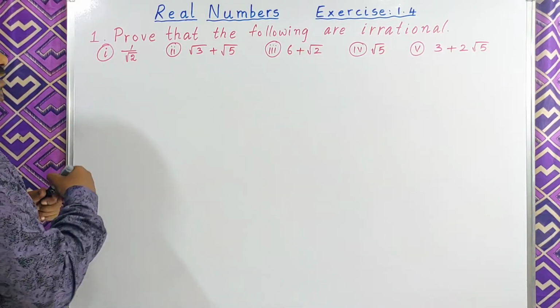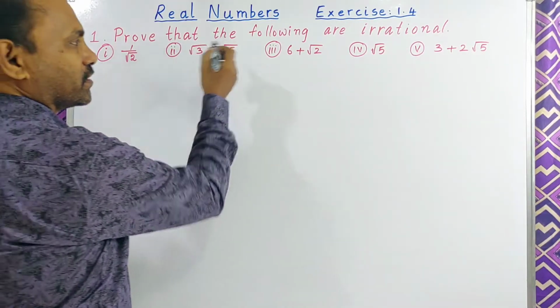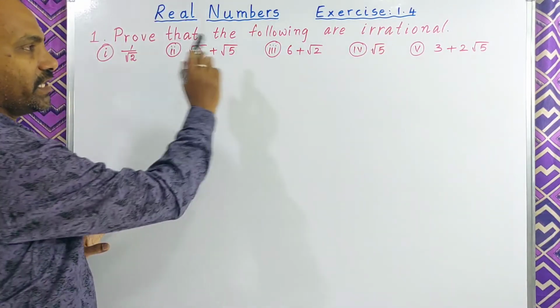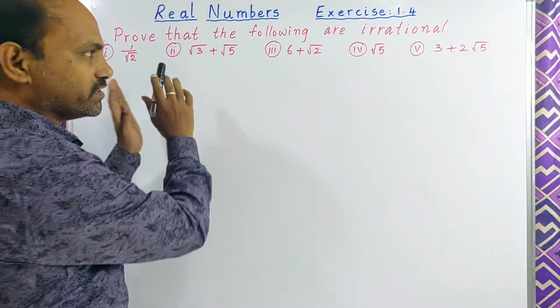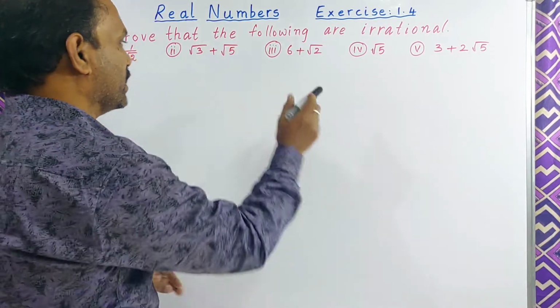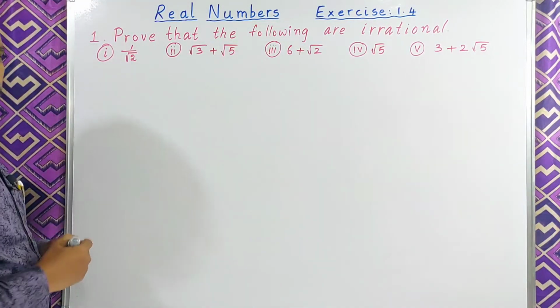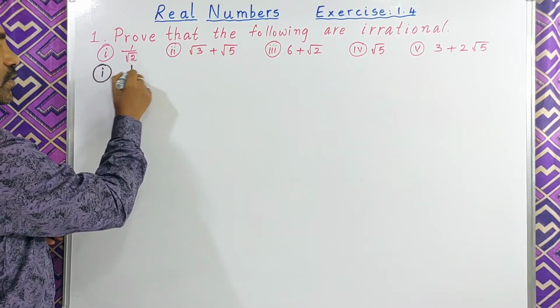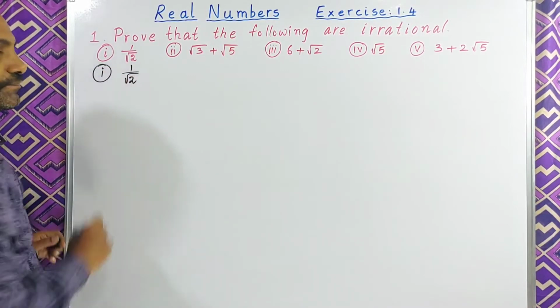First question: prove that the following are irrational. These are irrational numbers, and we are going to prove that they are irrational. Okay. Now the first one, 1 by root 2. Let us prove this one.